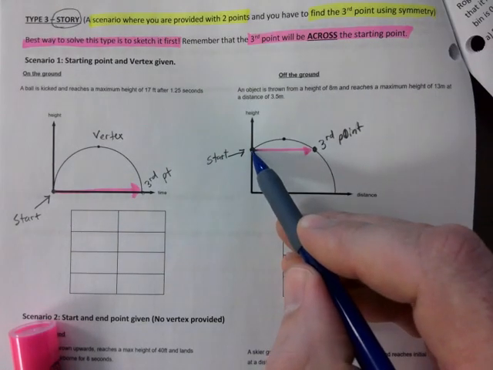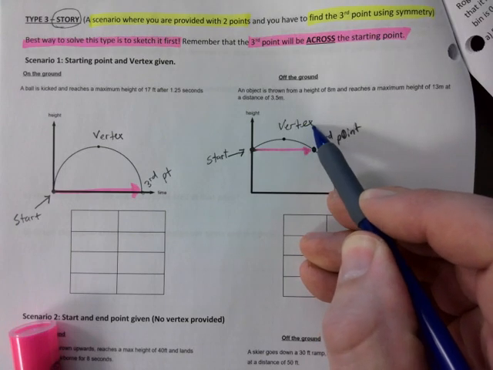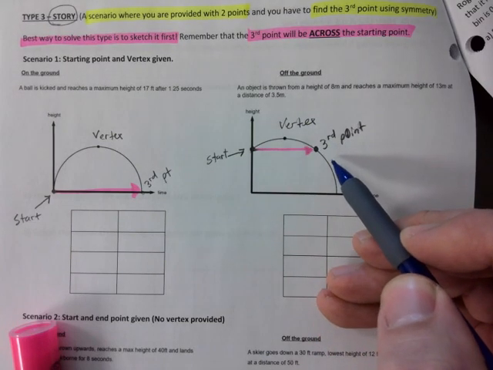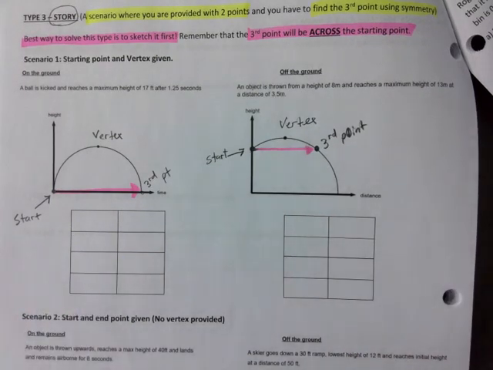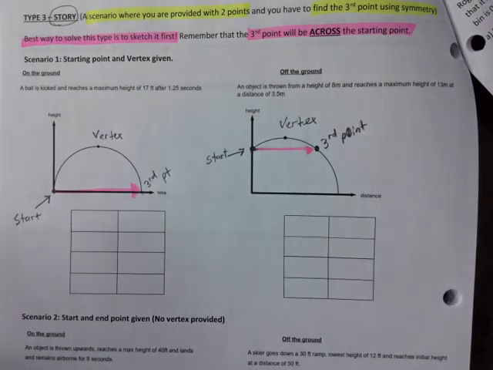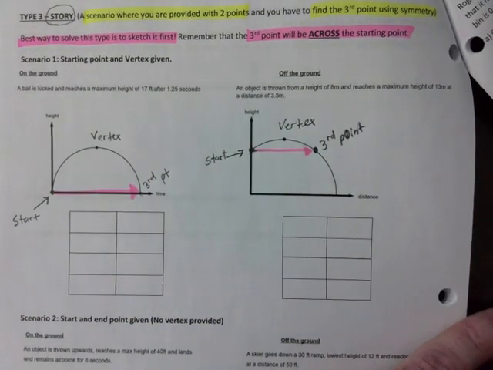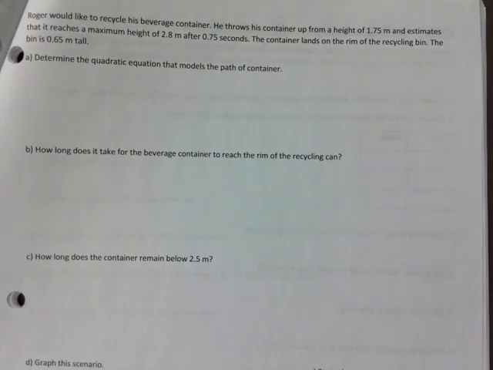So there's a start, there's the vertex, and there's the third point. Okay, that's what I want you to remember. That's like the cycle we're gonna use to solve these types of problems. Okay, so I'm gonna come back to this slide after the break. For now, I'm gonna jump right in. So we're gonna go to page 72 here. Let's dive in here.